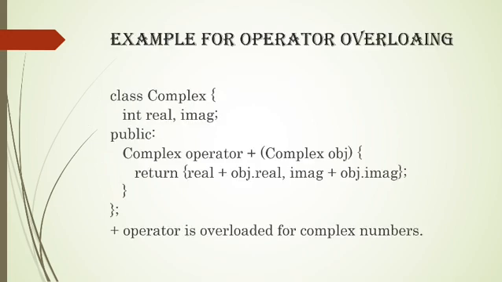Let's see an example for operator overloading. In this example, we overload the plus operator for a complex class. Now, adding two complex numbers using the plus symbol becomes natural, just like adding normal numbers.